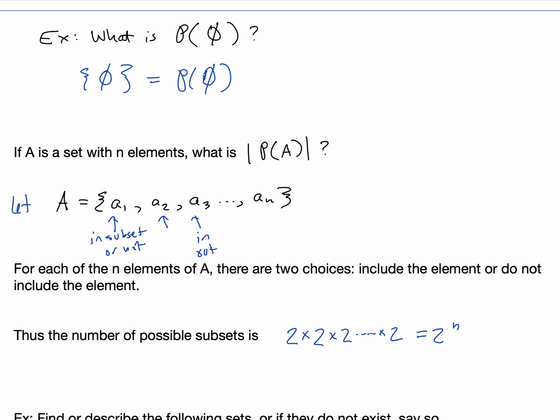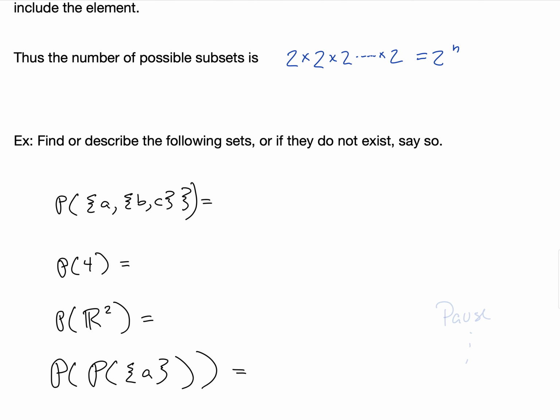Here's the last set of problems for this video. I'd like you to find or describe the following sets. And if they do not exist as sets, just say so.